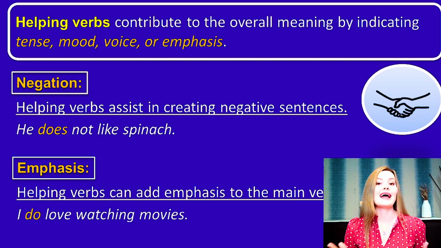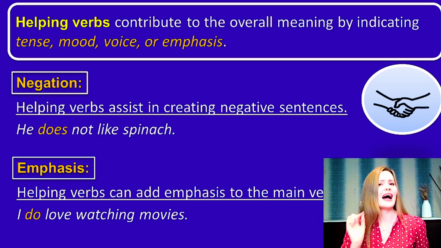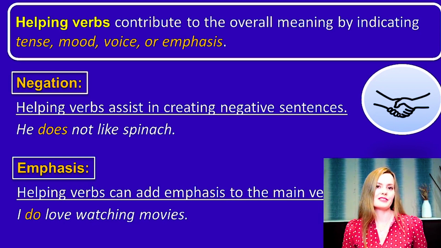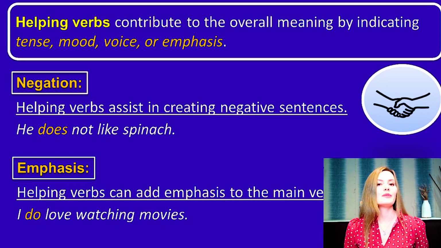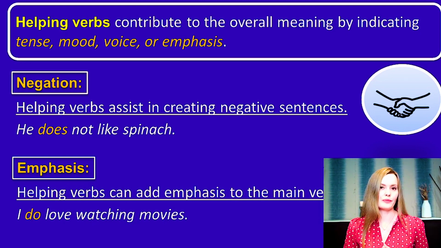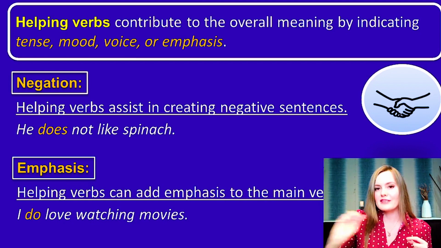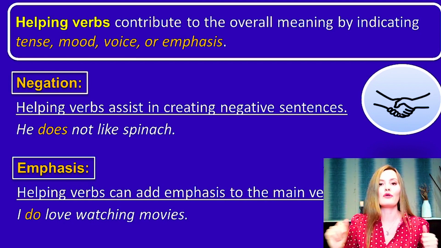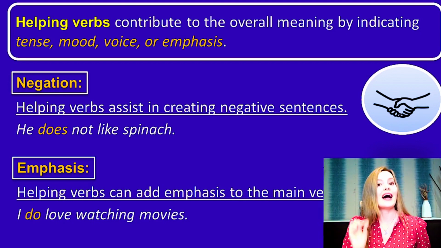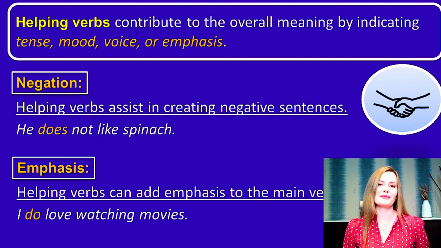Helping verbs can add emphasis to the main verb. For example, I do love watching movies. In this sentence, the helping verb do adds emphasis to the main verb. You can say, I love watching movies. But if you want to emphasize that you really love watching movies, you'll say, I do love watching movies.